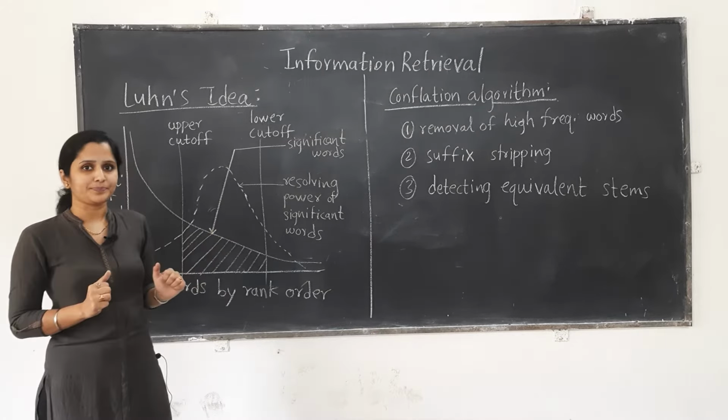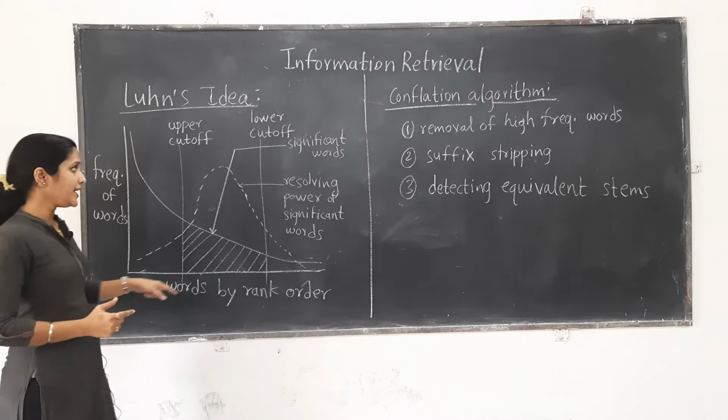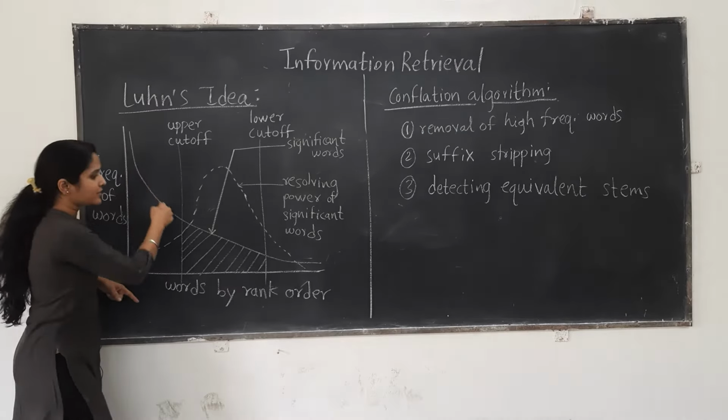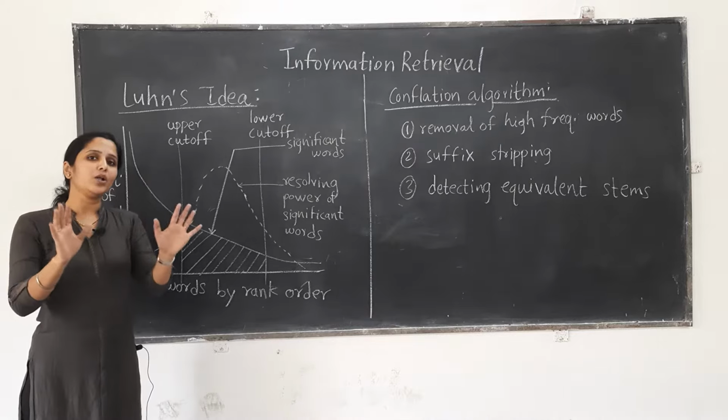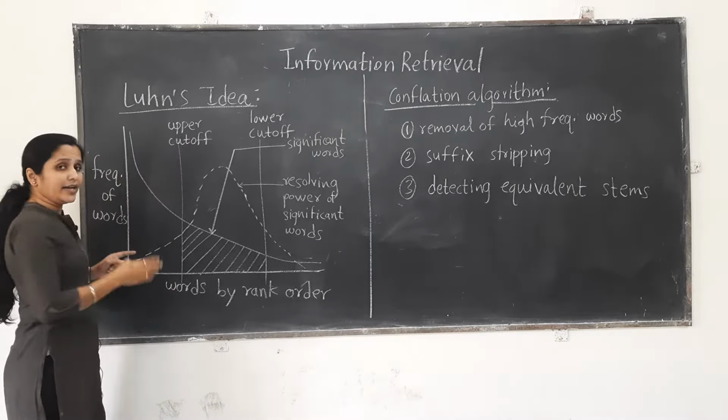Yes. Luhn gave the idea that if we plot the graph of the frequency of words against words by their rank order, the way they appear in the document, you will get this sort of curve. Generally, it is applicable to all unstructured data documents. He gave the idea that if you apply an upper cutoff and a lower cutoff on the words by rank order, you will get 3 sections.